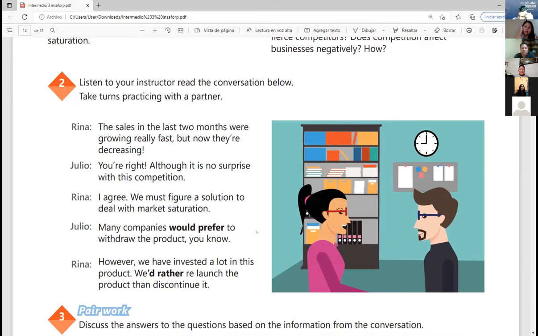You're right, although it's no surprise with this competition. I agree. We must figure out a solution to deal with the market saturation. Many companies would rather withdraw the product, you know. However, we have invested a lot in these products. We'd rather relaunch the product than discontinue it.